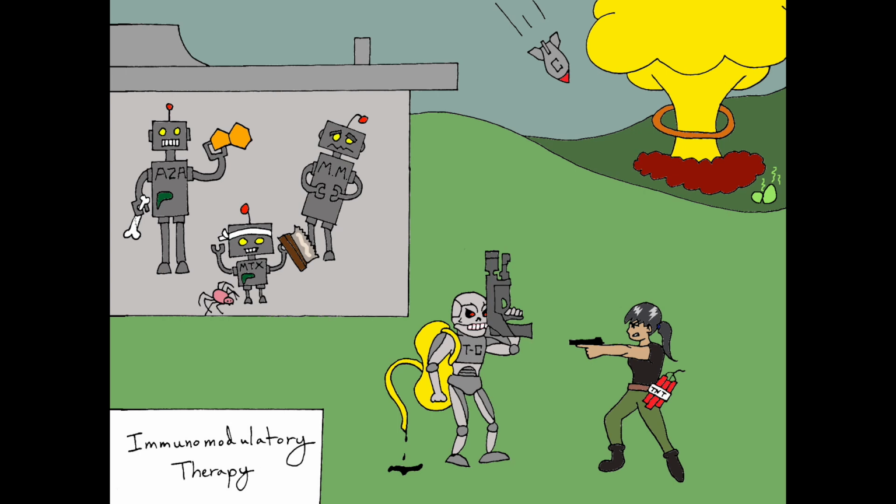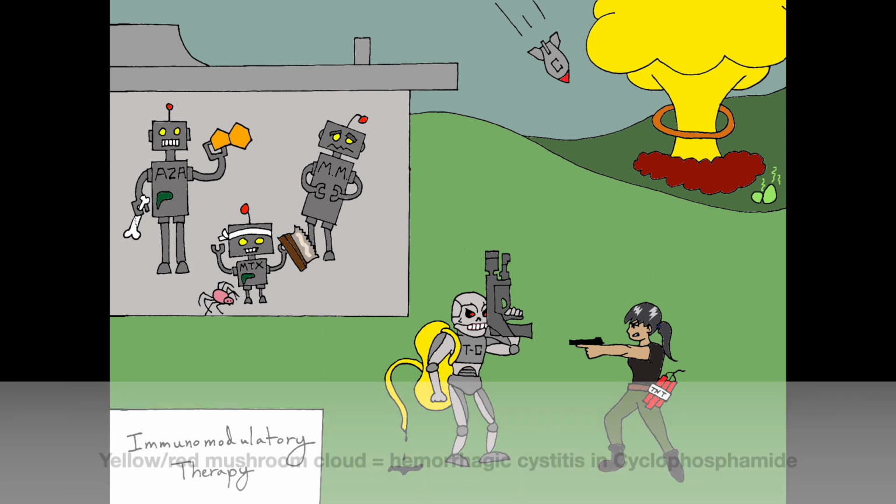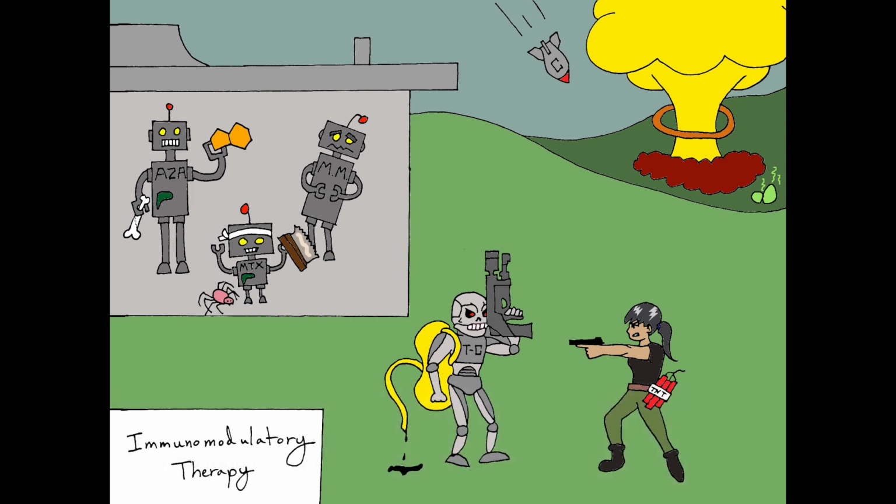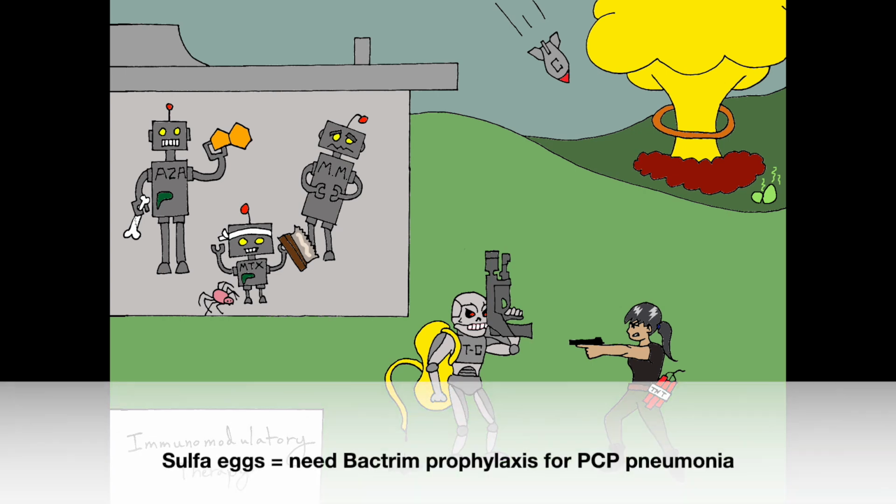Specifically for cyclophosphamide, there's 2 high-yield pieces of information you should know about it. There is a side effect called hemorrhagic cystitis, and to remember this, I've made this mushroom cloud, yellow on the top and full, kind of like a bladder, leading down into bloody dust trails at the bottom to try and remind you of a bladder that's having hemorrhagic cystitis. Its other notable side effect is the increased risk of PCP pneumonia. So you should put your patients on PCP prophylaxis, which is trimethoprim sulfa, as represented by these smelly sulfur eggs.